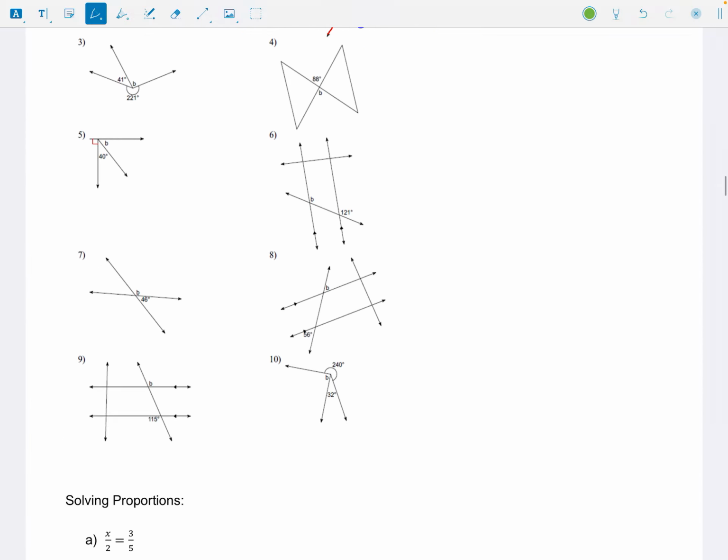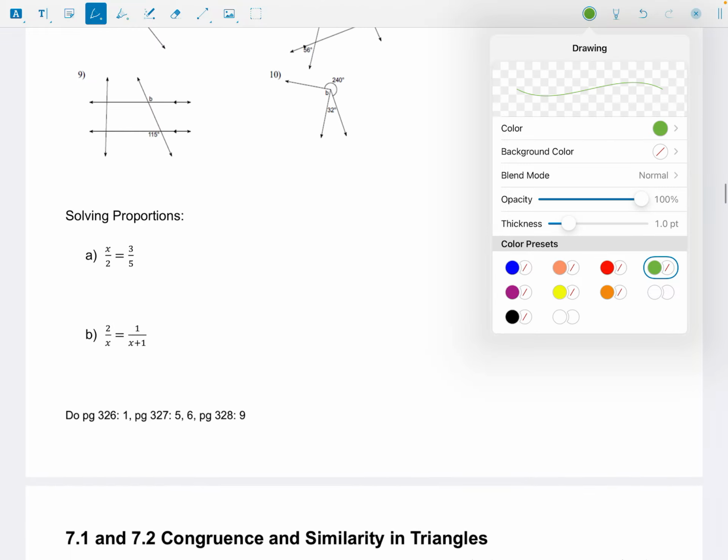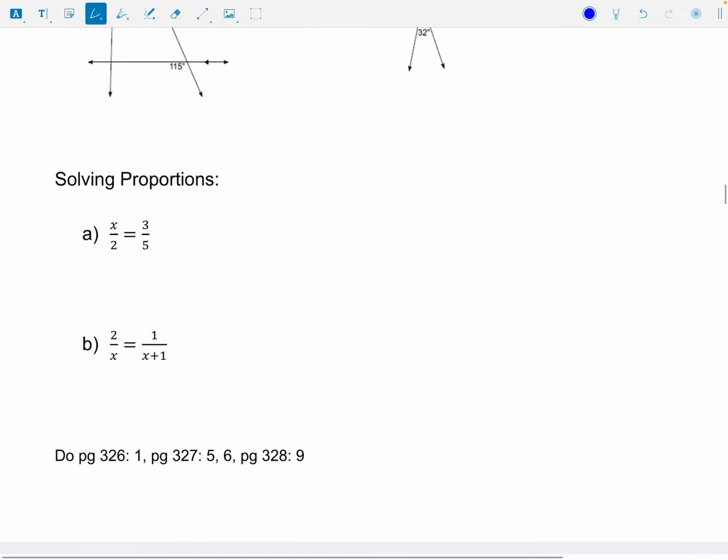I will leave questions numbers 3 to 10 for you to work out. But let's do one more concept for today. So this is solving proportions. So let's say we have something like x over 2 equals 3 over 5. We can do something called cross multiplication in this situation. So cross multiplication, be careful, is only done when we have an equal sign between two fractions. So it's two fractions on either side, and we get to cross multiply.